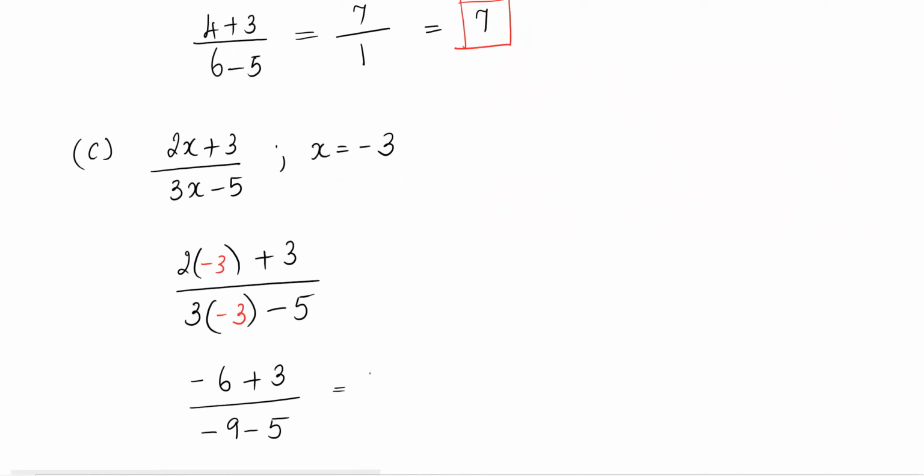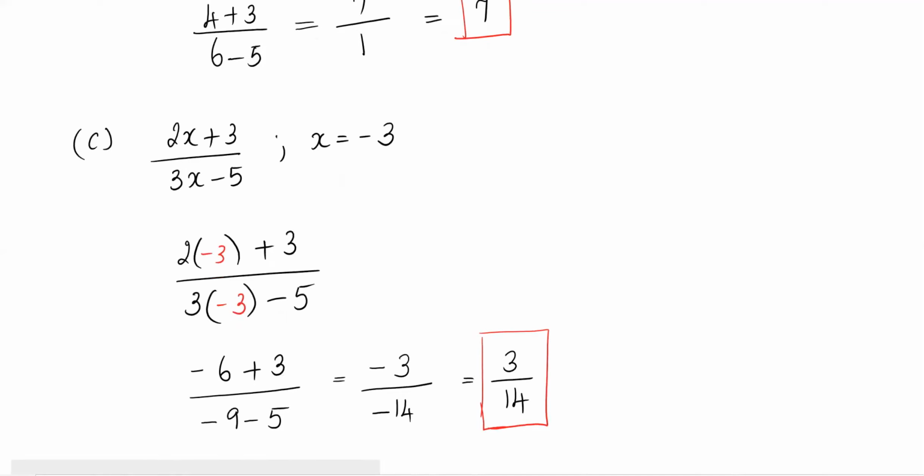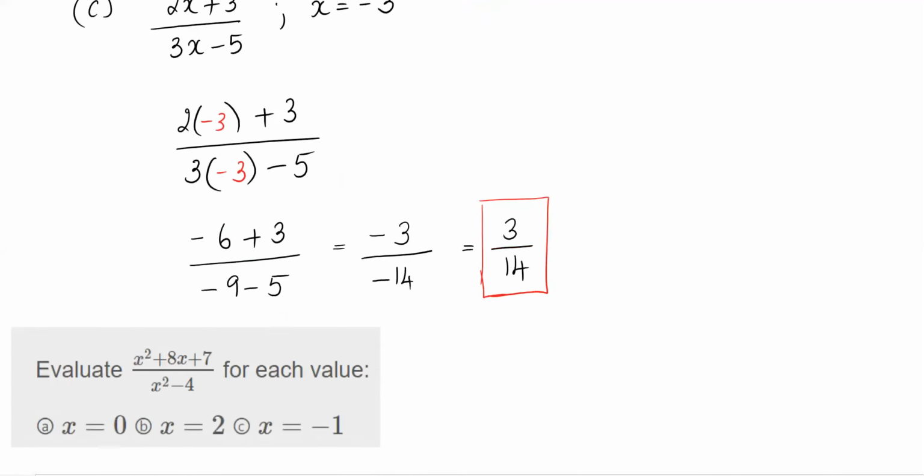So that's negative 6 plus 3, which is negative 3, over negative 9 minus 5. You have to add the 2, so that's going to be a 14 with a negative sign out. Again, negative over a negative. You have to simplify the signs. 3 over 14 cannot be simplified, but you can definitely get rid of the minus because minus over minus is plus. So 3 over 14 will be your final answer upon evaluating. So that's for part C.